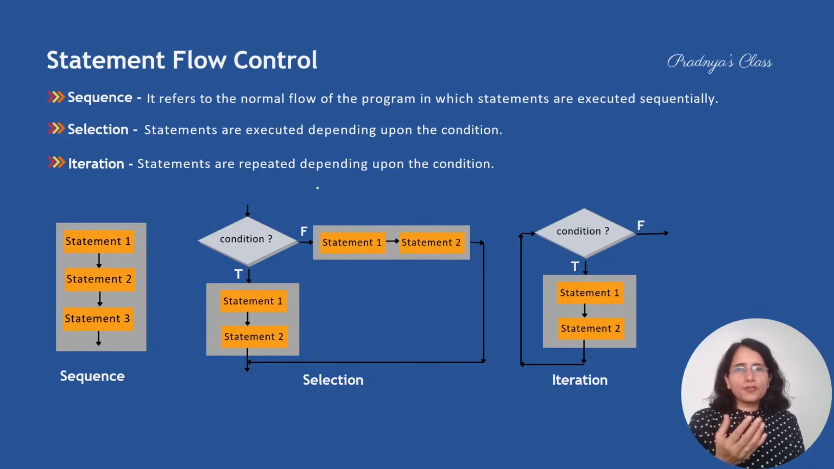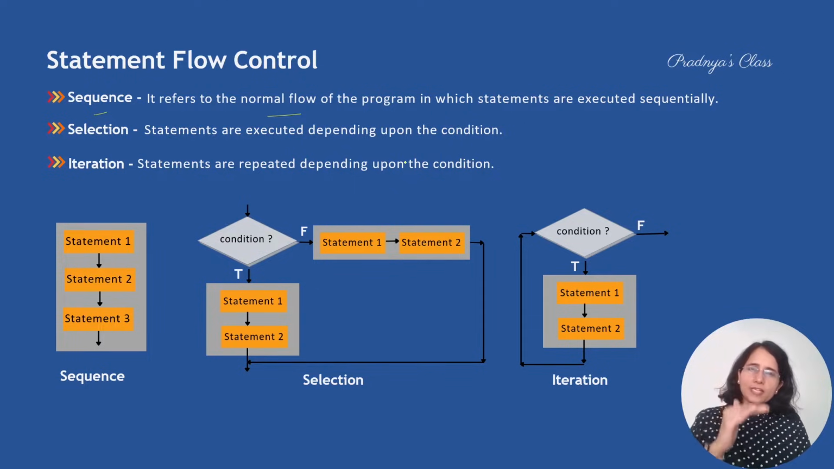Every program consists of different types of statements which can be executed sequentially, selectively or iteratively. And a programming language provides some constructs to support sequence, selection and iteration. So let's try to understand these three concepts. The first is sequence. It refers to the normal flow of the program in which statements are executed sequentially. Means all the statements of the program get executed sequentially one after another, starting from the first statement till the last. When the last statement gets executed, we are done with the program.